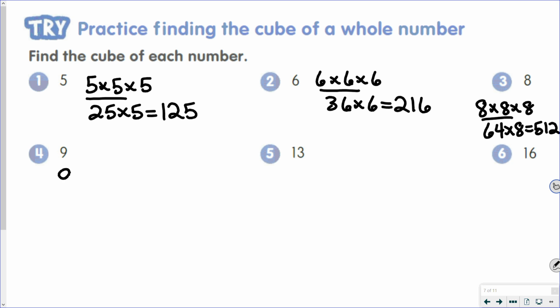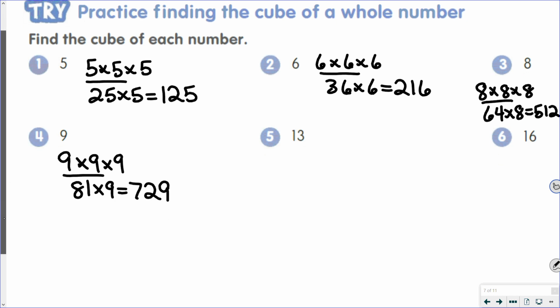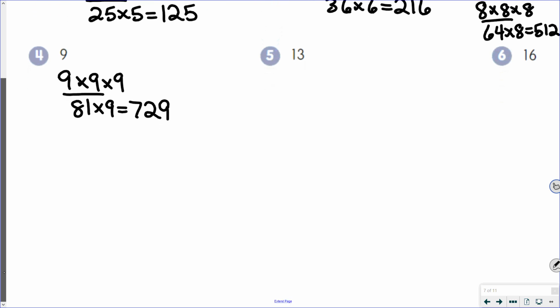Cube 9, take 9 times 9 times 9. 9 times 9 is 81. 81 times 9 is 729. Scroll this down a little bit so I can do my work for cubing 13 and 16.